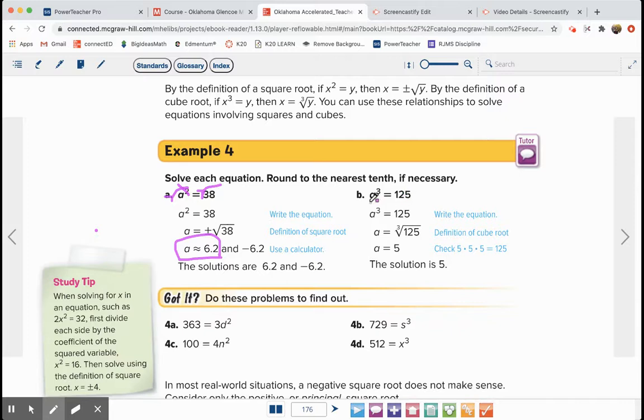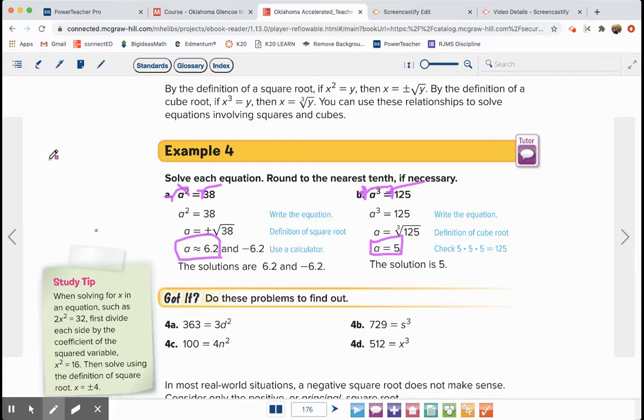Then on this problem, we have a to the third power, a cubed, so we have to take the cube root on this problem from both sides of the equal sign. That's hard to tell that that's a little 3, but the cube root. So now, when we do that, the cube root of 125 is 5. So the solution would be a equals 5.